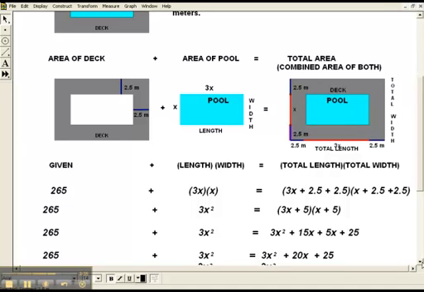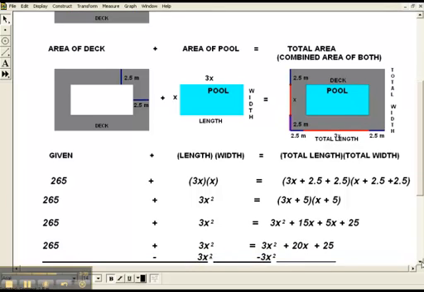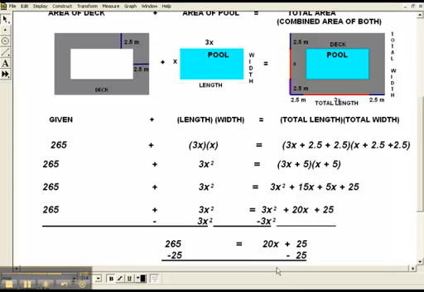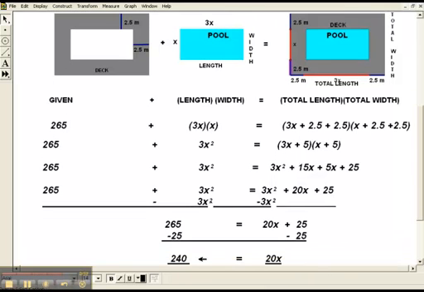Now it's just a matter of getting x by itself so that I can find the width of the pool. So I'm going to subtract 3x squared from both sides of this equation. By doing that, the 3x squared on the left-hand side cancels, as does the 3x squared on the right-hand side. And I'm left with 265 equals 20x plus 25. Now I'm going to subtract 25 from both sides, and by doing so I get 240 equals 20x. The 25s cancel here. 265 minus 25 is 240.